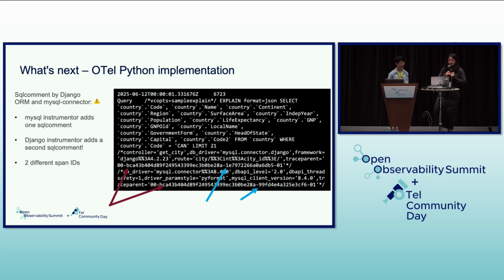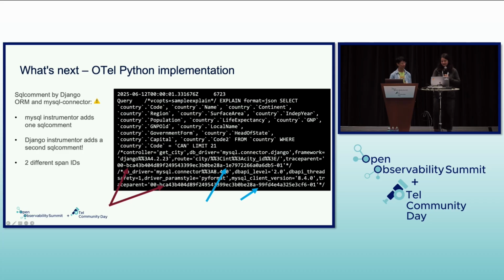However, if you enable SQL commenter for the Django ORM instrumenter and MySQL connector, we get the problem of two comments. They both have trace parents with the same trace ID starting with BCA, labeled by the red arrows, but they have different span IDs. So this is a problem because backend developers don't necessarily know which comment to use if there's 0, 1, or more. This also contradicts the original Google spec for SQL commenter, which states that if a comment's already there, you shouldn't mutate the statement.